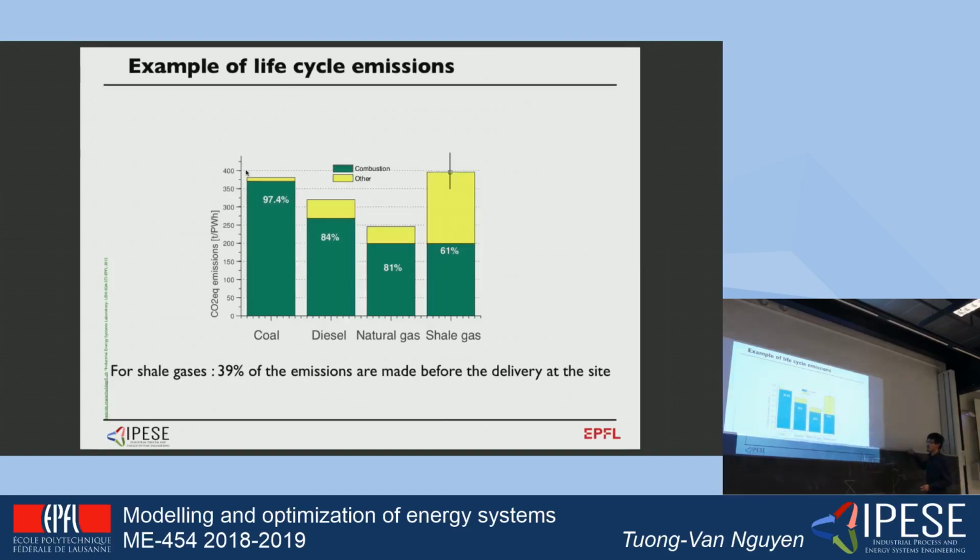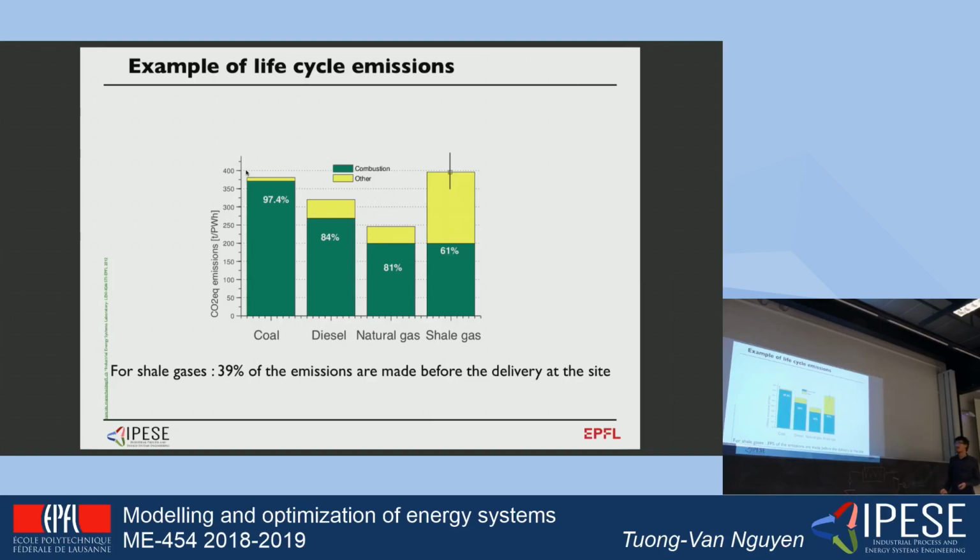If you want to make a comparison between different fossil fuels, you can see that for coal, for example, most of the CO2 emissions are related to the combustion process, up to 98%. It's a little bit lower for diesel and natural gas. Natural gas has less CO2 emissions associated than coal. But for shale gas, it's quite a different picture: 60% of the emissions are related to the combustion of shale gas, but 39%, which is more than a third, is related to all the other processes associated with the extraction of shale gas.